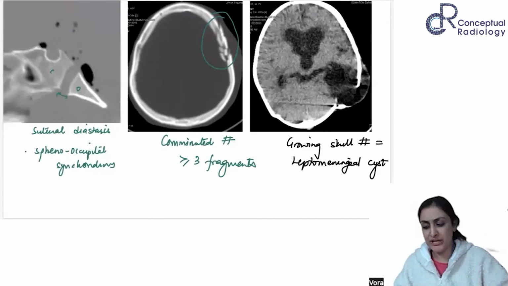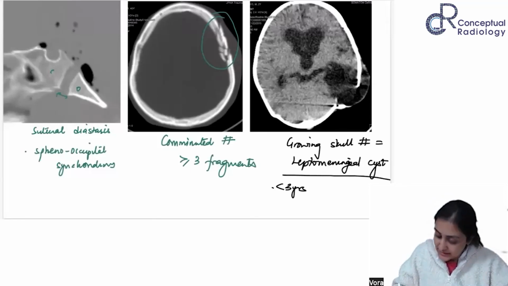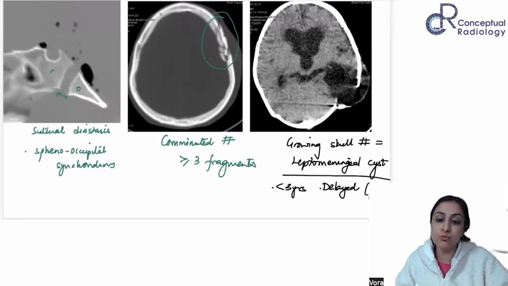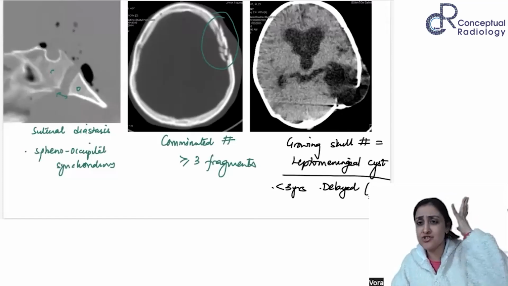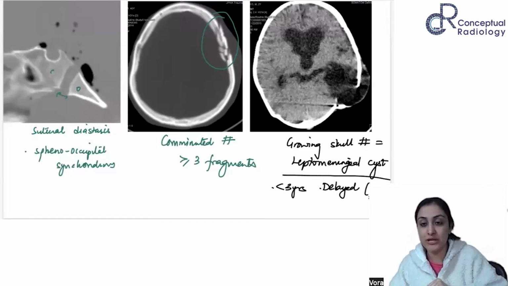So few pointers that you want to know. This is a complication of a fracture that is seen in younger kids who are less than 3 years. It is a delayed complication. It is not something you will see at presentation. The parents will come to you somewhere close to 2 months after the trauma, saying the fracture is growing, I am having a mass which is coming. The fracture that happened is growing. That's why the name is growing skull fracture.